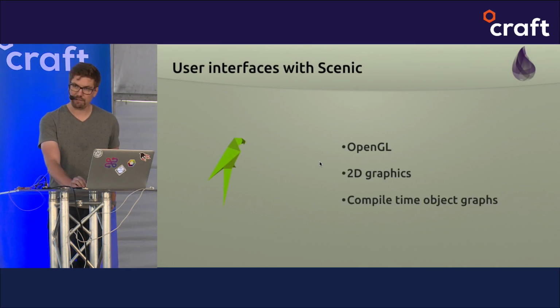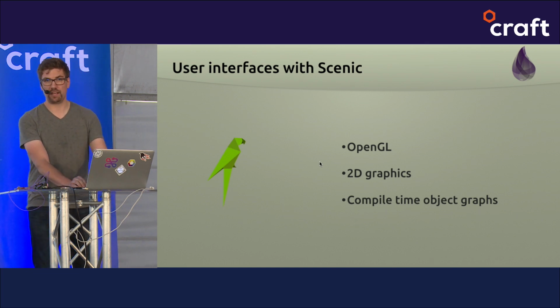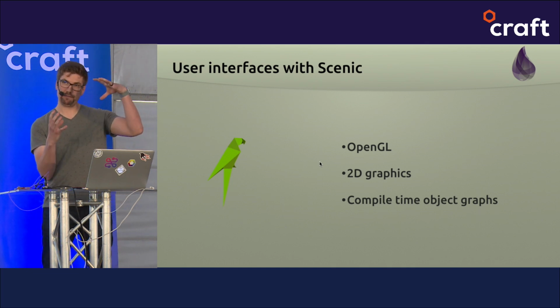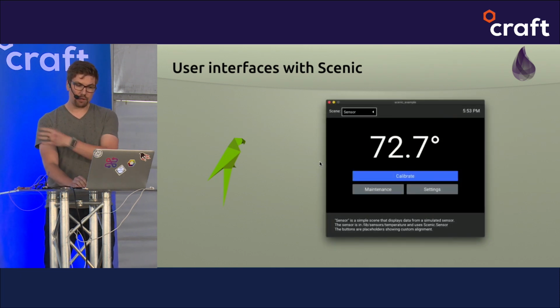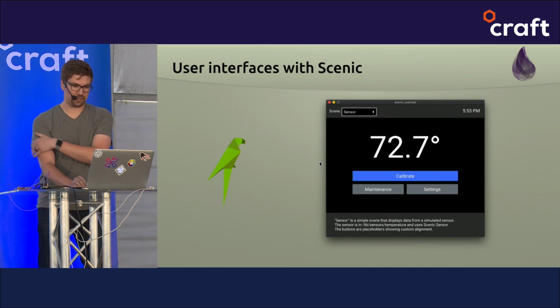It's meant for 2D graphics, but it can also speed up things by being able to compile the graph of objects at compile time instead of having to structure them at runtime. It can build pretty user interfaces such as this.